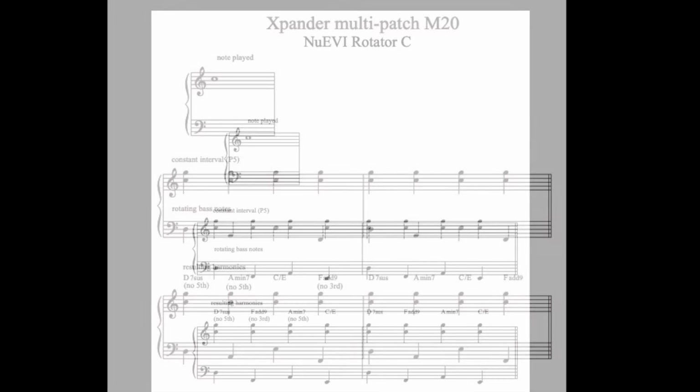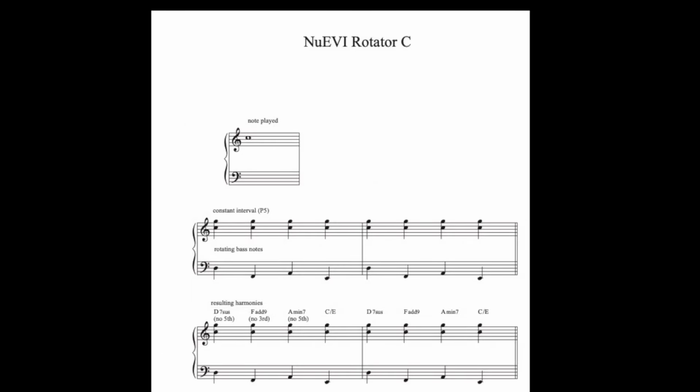Now we're going to look at the NuEVI rotator C. There are 3 rotator slots in the NuEVI. I wish there were more. There used to be only 1, but I did ask. I probably wasn't the only one who asked for more slots, and now it has 3, so that's pretty cool. When I play that same third space C, I still get a perfect fifth above, C, G, and then my bass notes, coincidentally, the first bass note on this rotator is also a D, just like on the expander. D, F, A, E, and so forth and so on.